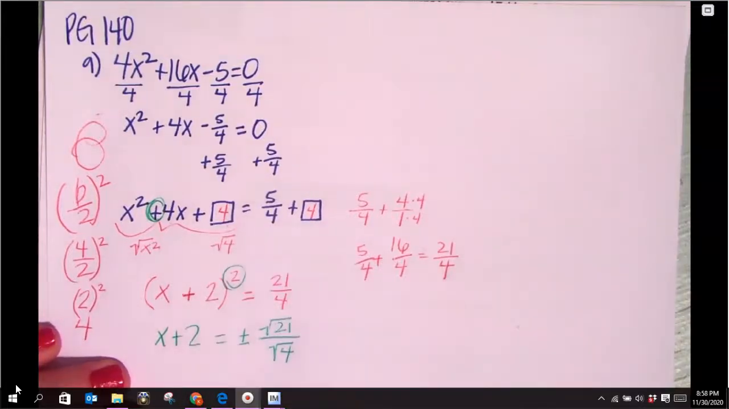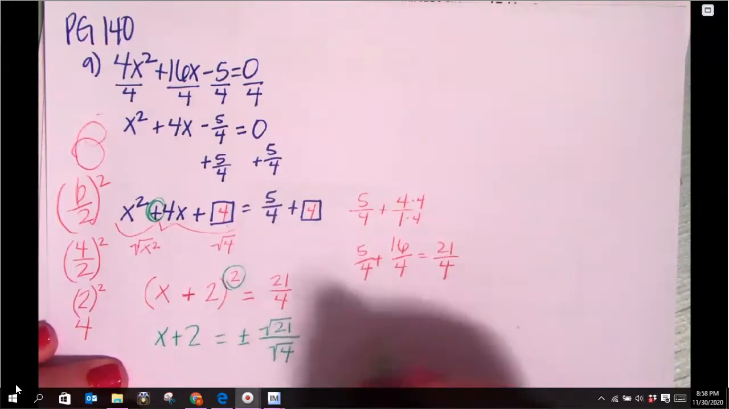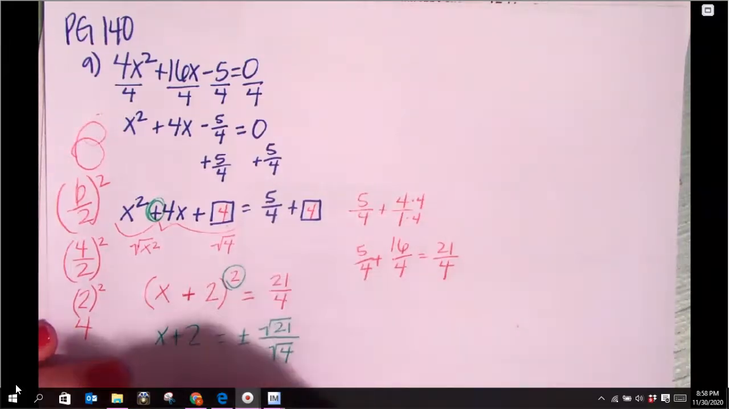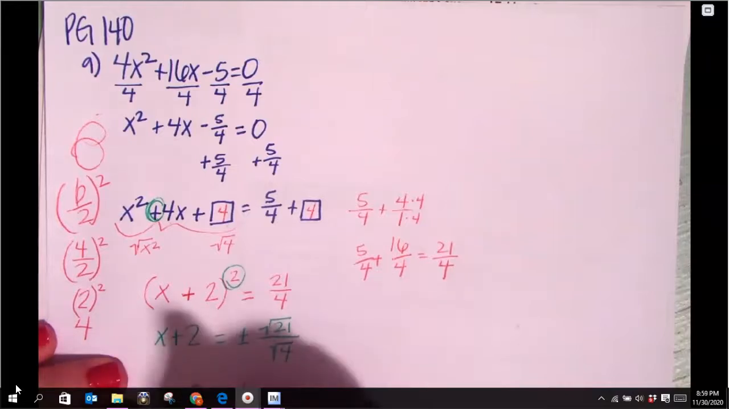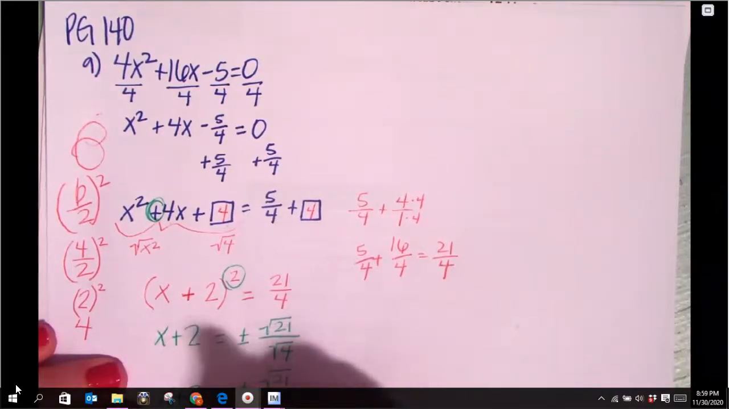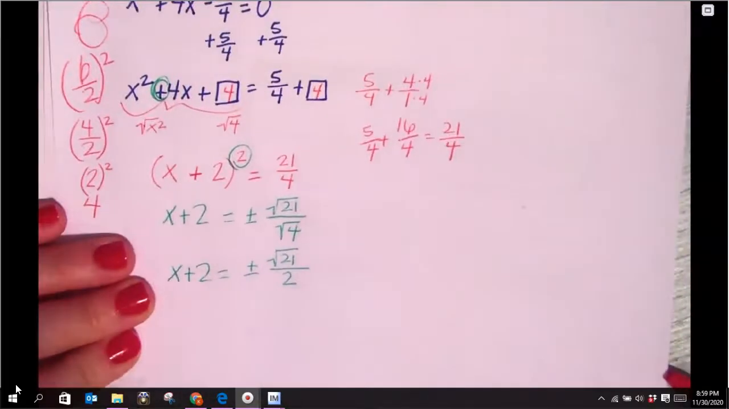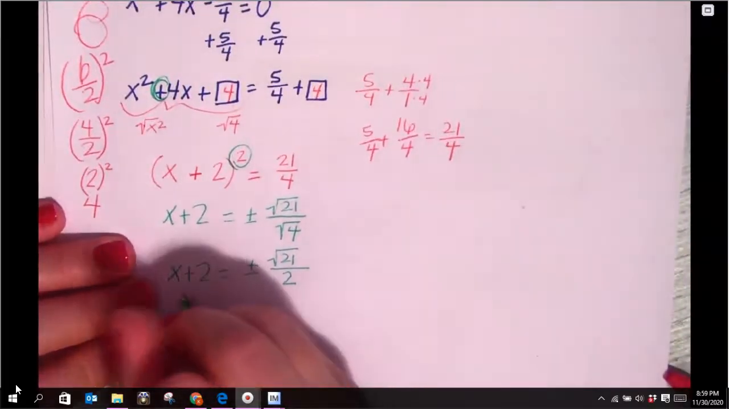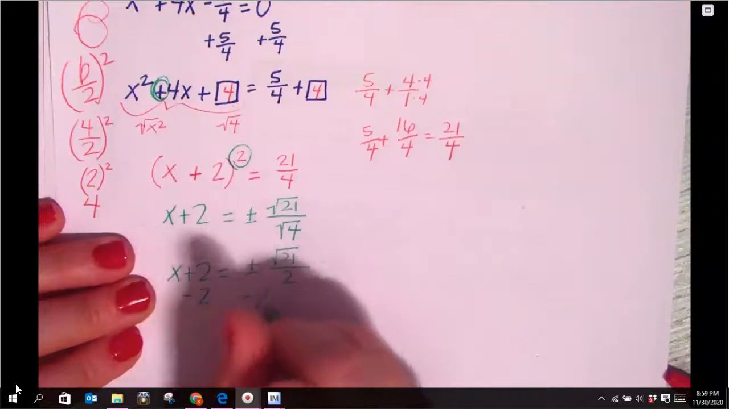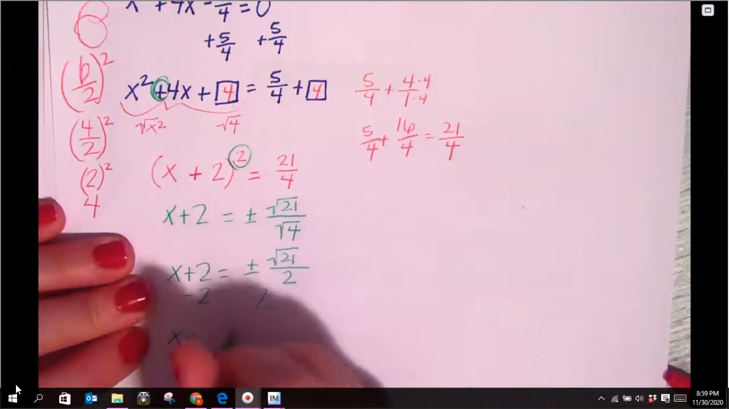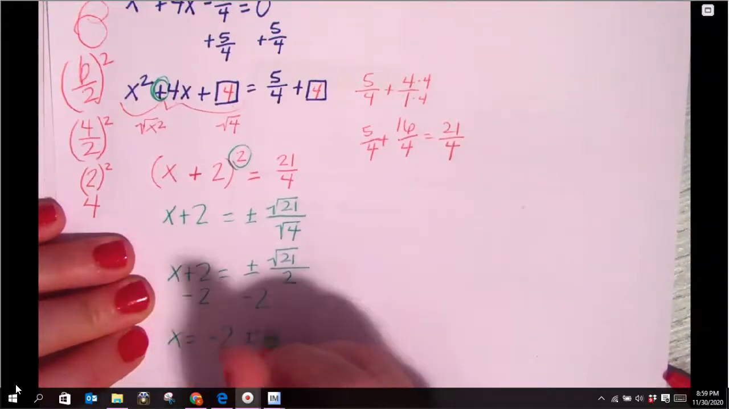21 is not a perfect square, and it does not have a factor that is a perfect square, so you leave it alone. But 4 is a perfect square. The square root of 4 is 2. Just like that. Okay, now I just need to get x by itself, so I subtract 2. So x equals negative 2 plus or minus the square root of 21 over 2.